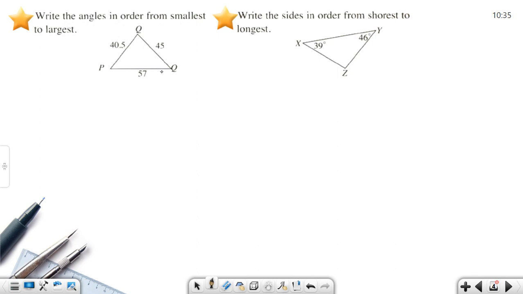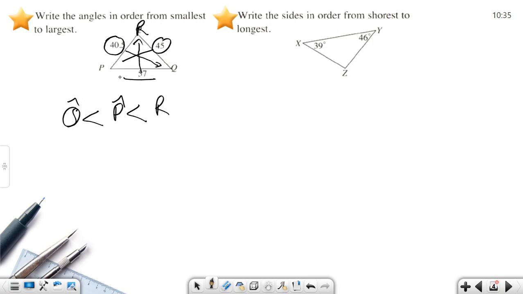So if you want to write from smallest to largest, what is the smallest angle here? Oh, that's PQ. Let's say this is R. Okay. Now the smallest side is 4.5. It's looking at Q. So Q is the smallest angle. After that, 45. And 45, as you see, is looking at P. P is the second angle. And the greatest side is 57, and it's looking at R.